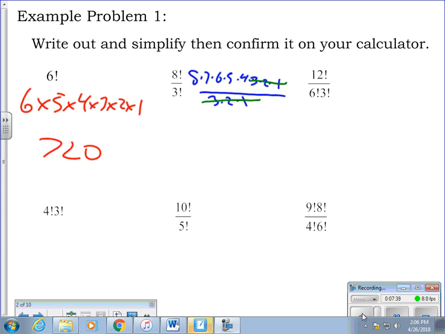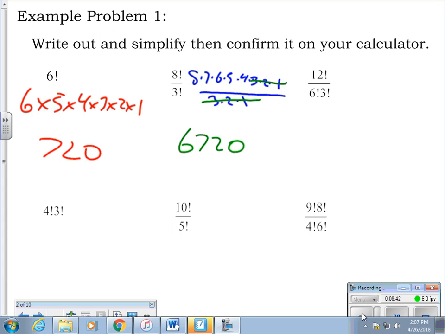Because 8 times 7 times 6 times 5 times 4 is not nearly as difficult as multiplying everything out and then dividing by 6. Simplify it first. And do that on your calculator. You can type in on your calculator 8 factorial divided by 3 factorial equals, and get the answer. 6,8,9,8. Right. Okay, so, quiet please.